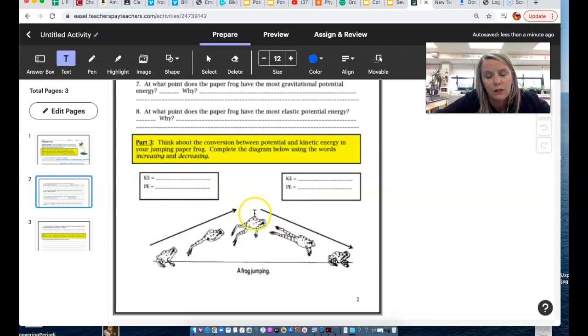And same thing over here. From the hang time down to the resting position, what's happening? Is the kinetic energy increasing or decreasing? Is the potential energy increasing or decreasing?